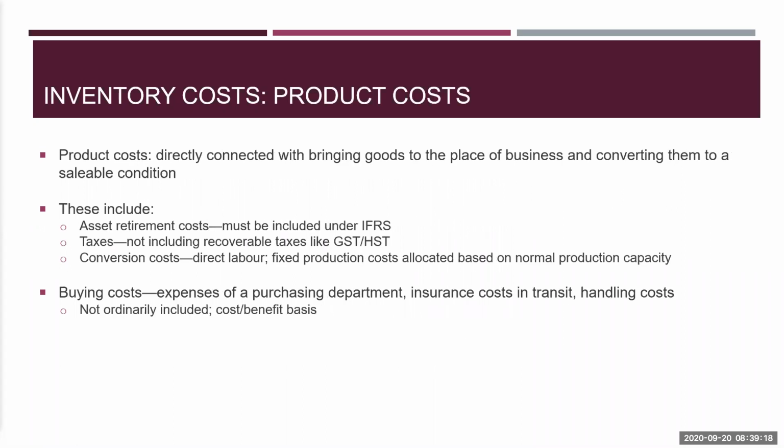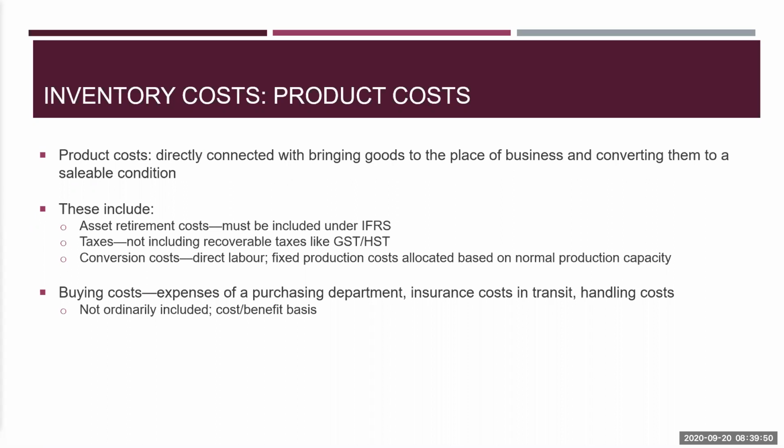So your product cost is directly connected with bringing the goods to the place of the business or converting them to the sellable condition, as we said. Now, these include the asset retirement cost, which must be included under IFRS, any taxes that are not recoverable, and any conversion cost, which is your direct labor and fixed cost of production. Now, the buying cost is the expenses of a purchasing department, insurance cost, in-transit, and handling cost.